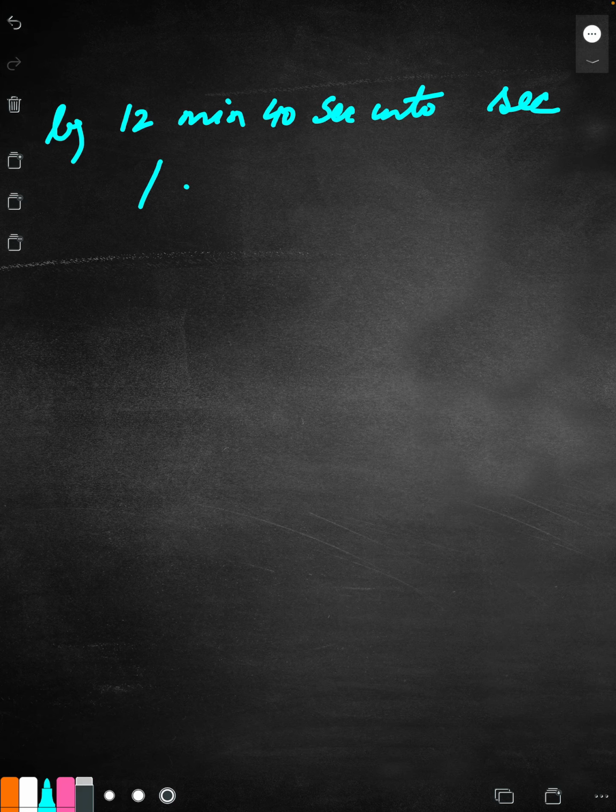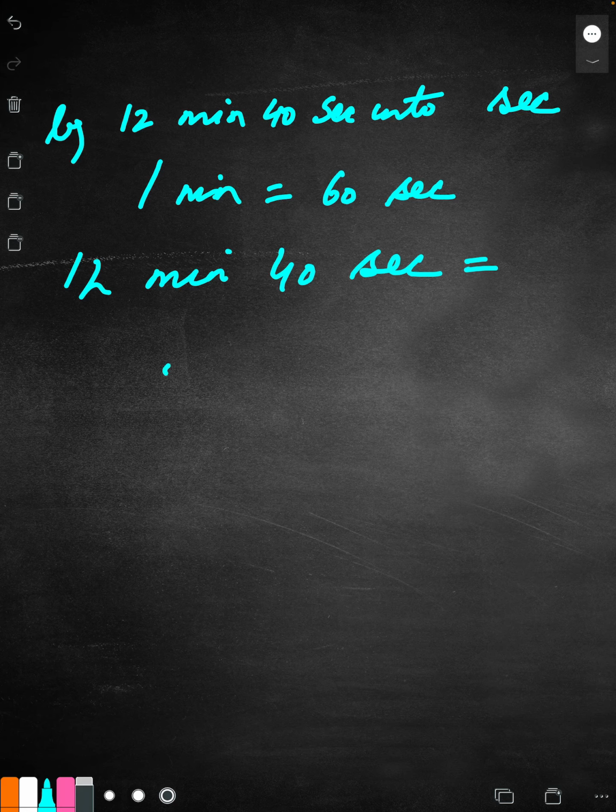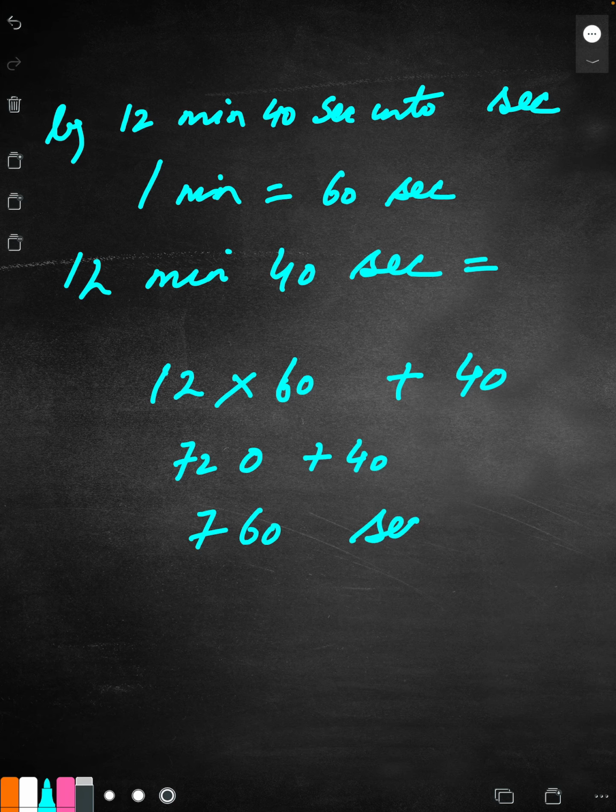So again, 1 minute is 60 seconds. So 12 minutes and 40 seconds, what we are going to do? We are going to change bigger unit to the smaller unit and add the already existing smaller units. 1 0, 12 6 are 72, right? Plus 40. So we have 760 seconds as the answer.